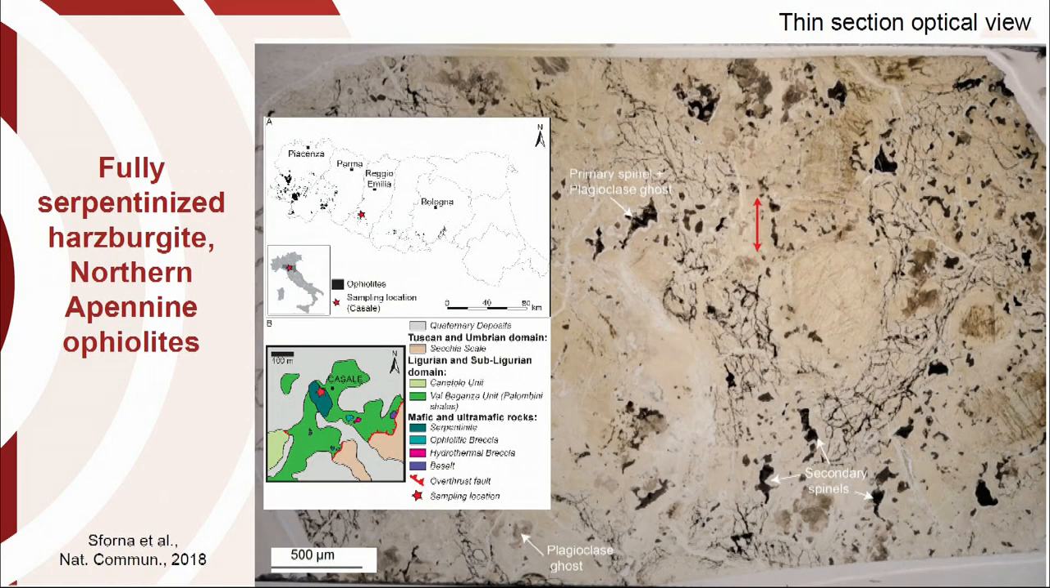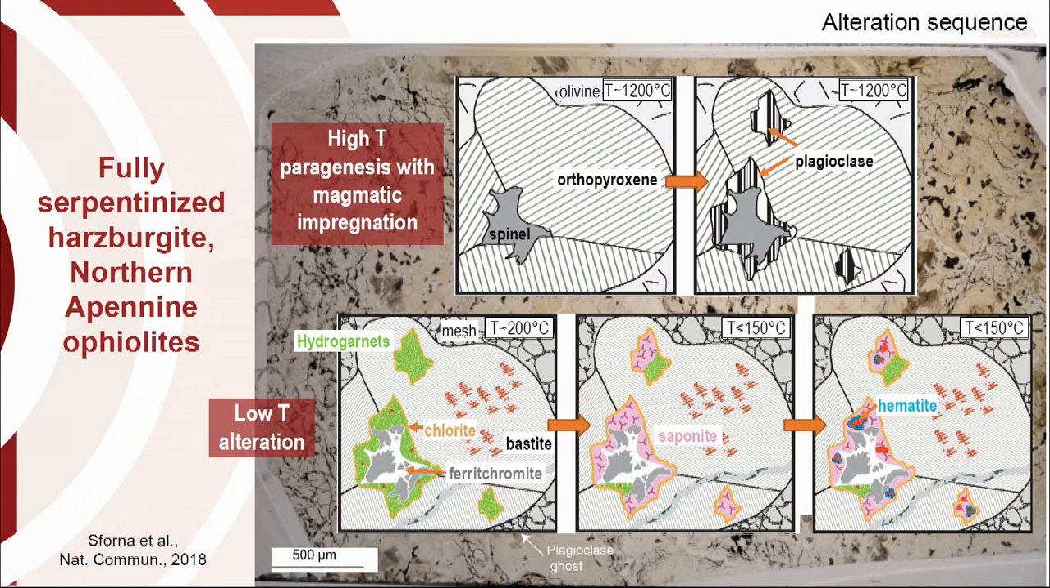So here I have the pleasure to present the work from Maris Forna that was recently published, and it shows what was obtained on fully serpentinized harzburgite that was collected close to the location of Cascais, in a serpentinite outcrop there. And for those who are not well used to the interpretation of thin sections, here I just summarize what happened to this rock, the main stages.